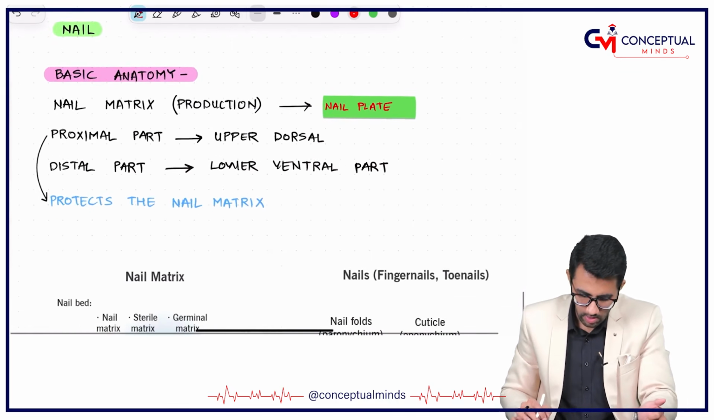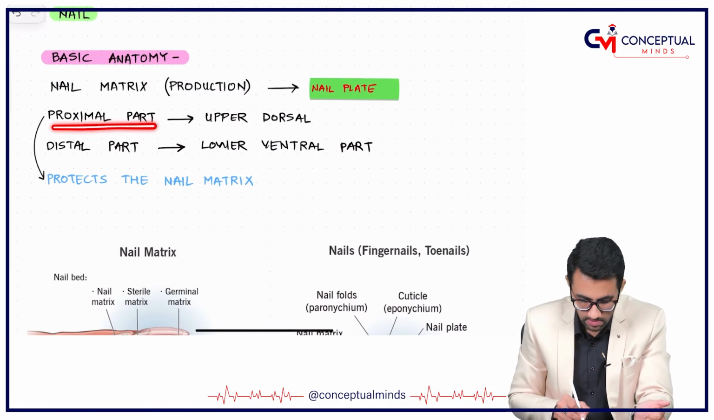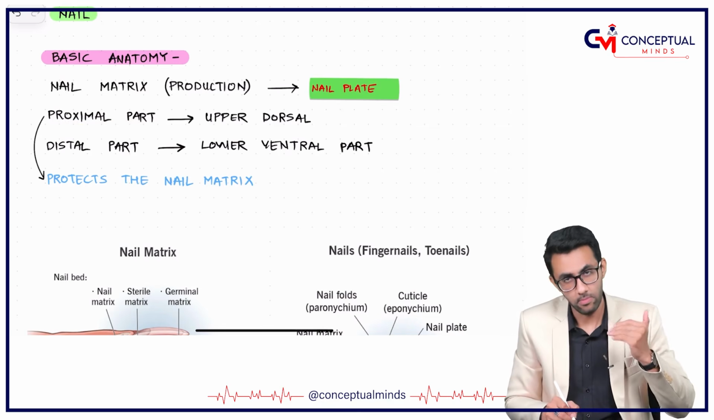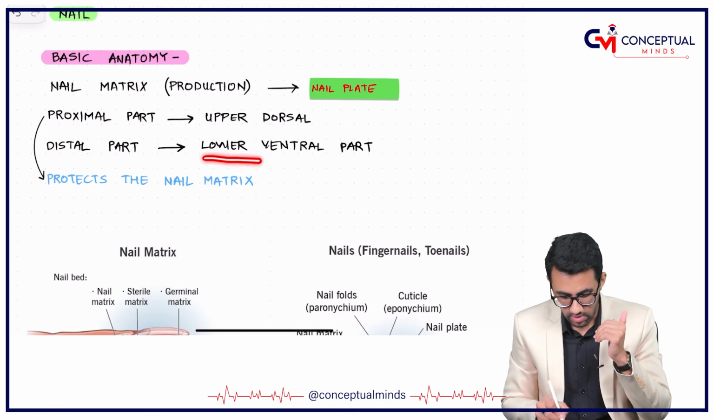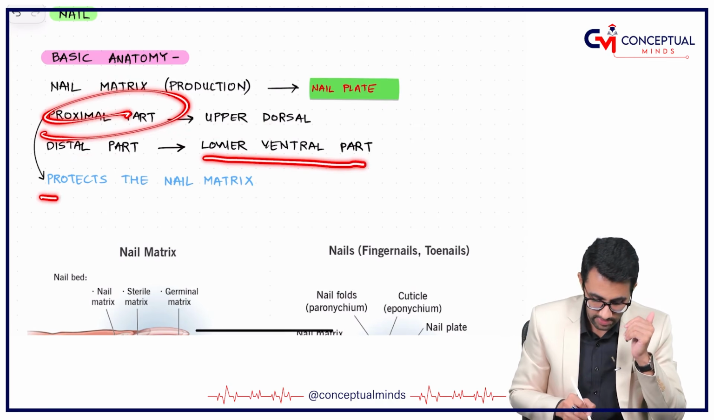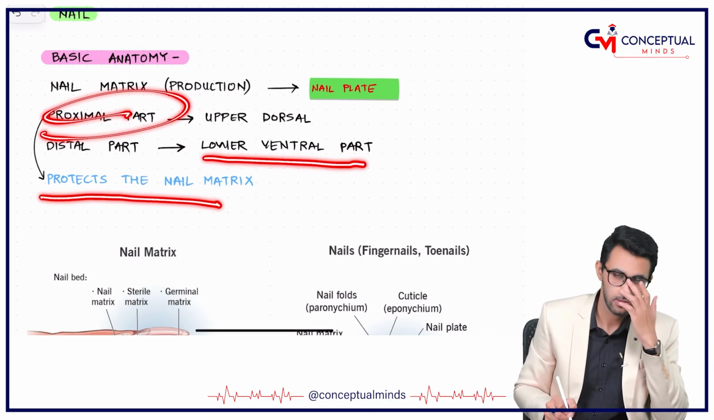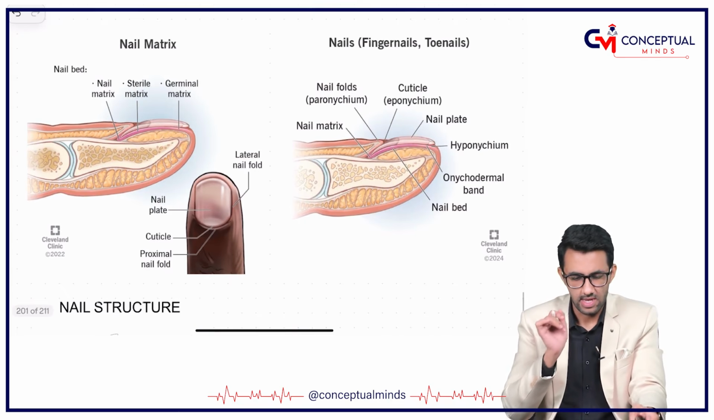Over here we have this relation that we have to remember: the proximal part provides the upper dorsal part, and the distal part provides the lower ventral part. The proximal part is the one which protects the nail matrix. This will all make sense once we are done with the diagram.